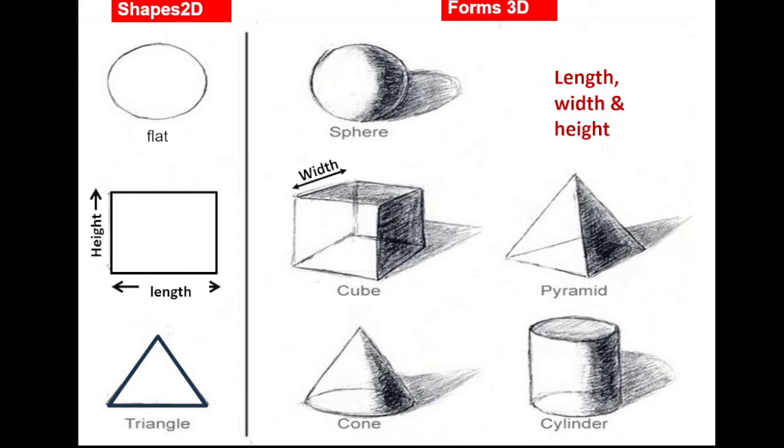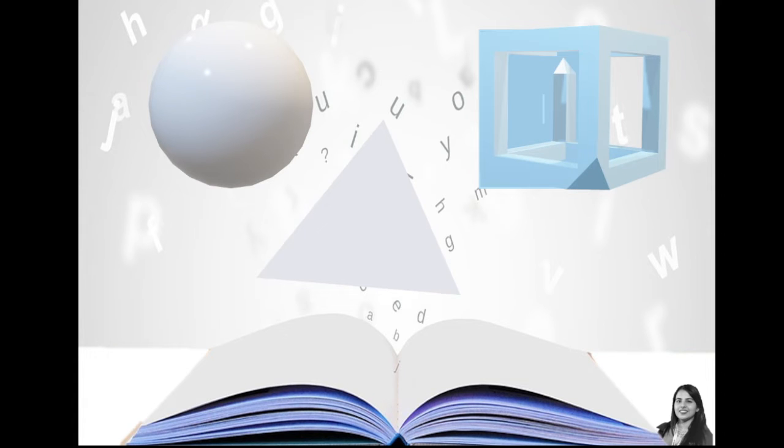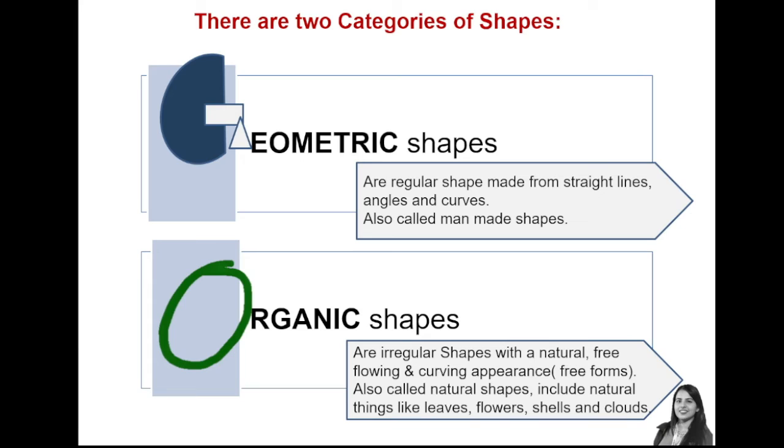Shapes are two-dimensional. They have height and length. That's why they are flat. When we add a third dimension to it, then they become form. A circle becomes a sphere, a square becomes a cube, okay? And a triangle becomes a cone or pyramid.